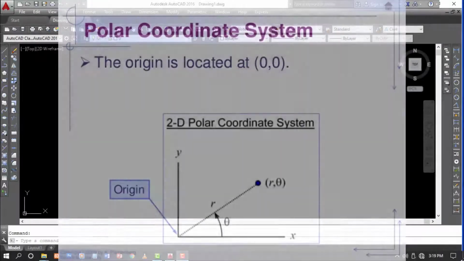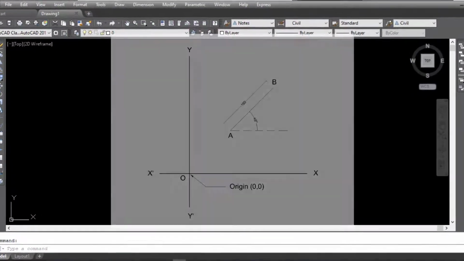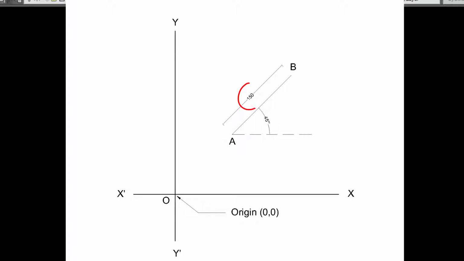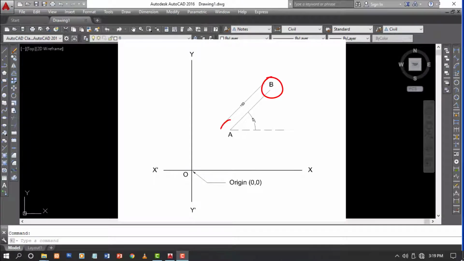This system is used for angular lines when the length of the line and the angle of inclination is known. In the picture, if the length is 150 unit and the angle of inclination is 45 degree, then the position of point B with respect to the point A will be @ 150 < 45. That means @ symbol, then the length, less than sign, then the angle. I hope you understand it. Now it's time to understand how an angle is defined in AutoCAD.